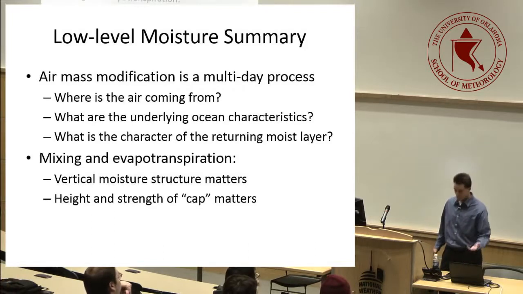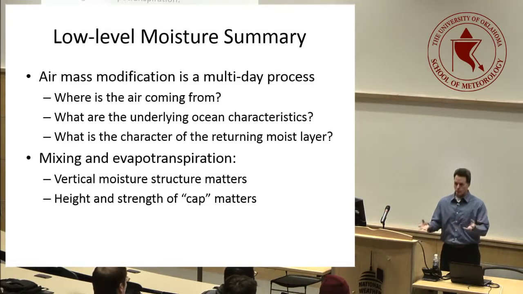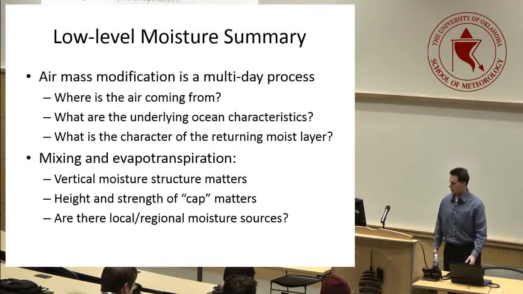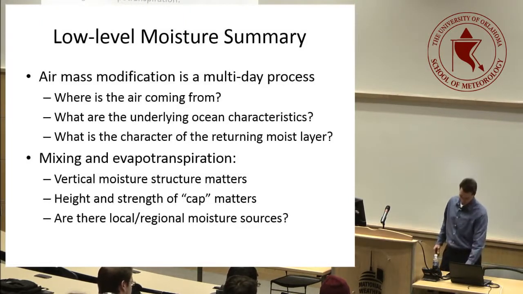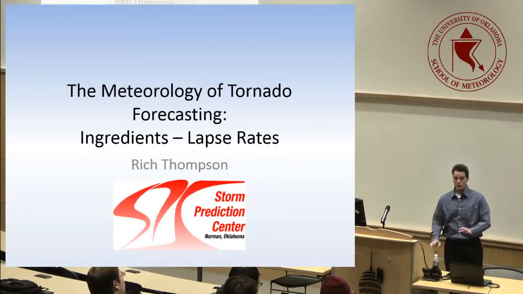You have to consider the structure of the temperature. If we get deep mixing, that's not going to allow the moisture to accumulate in the boundary layer. And so there has to be some sort of cap. And then of course, what do the regional and local moisture sources look like that could either help or hurt, as we've shown? All right, so that's what I have for the first part.